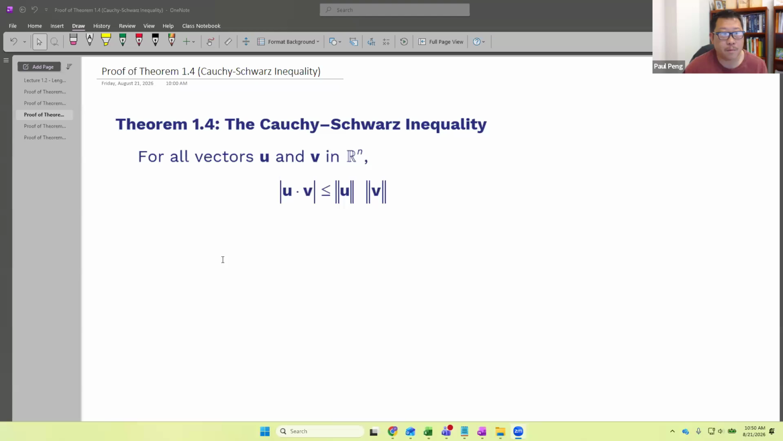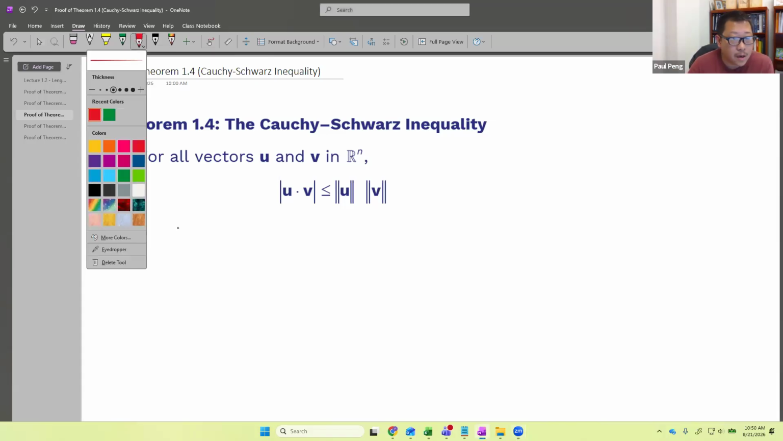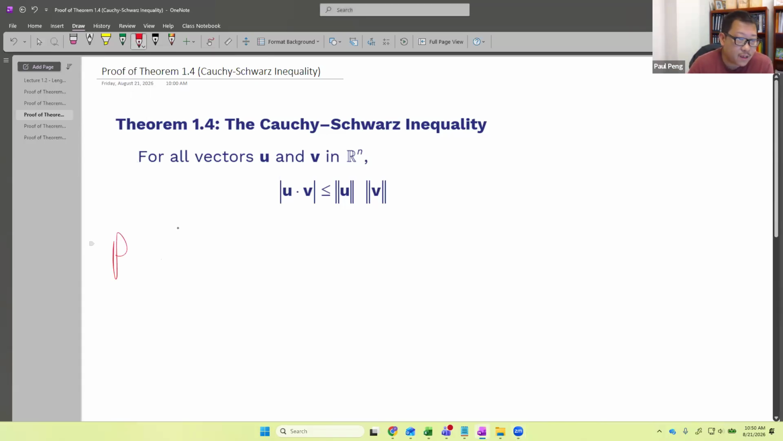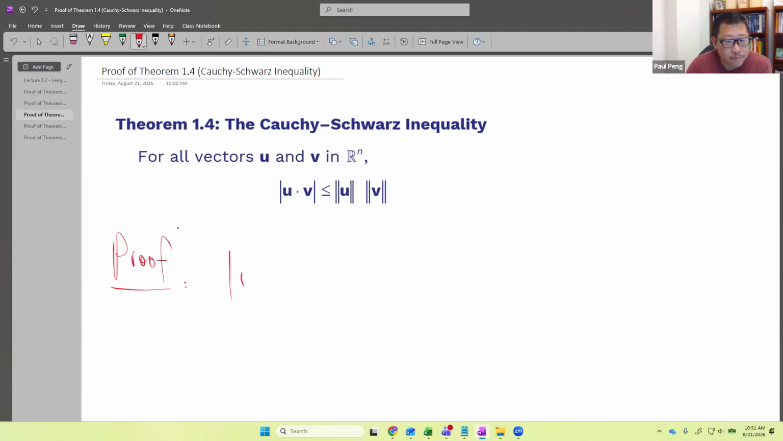I'll introduce a proof for this. Let's see how we can prove it. The proof is also super good, a very popular one from history, a long time ago. Let's start from the inequality in n-space.